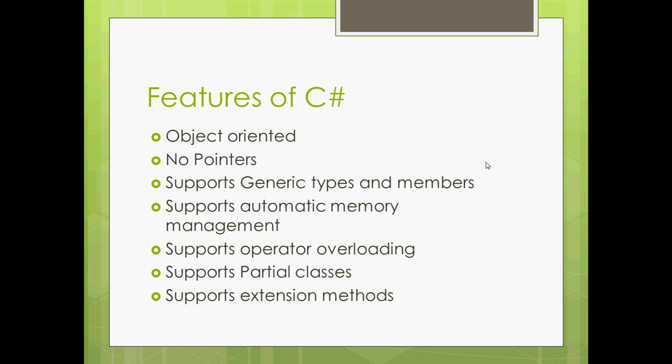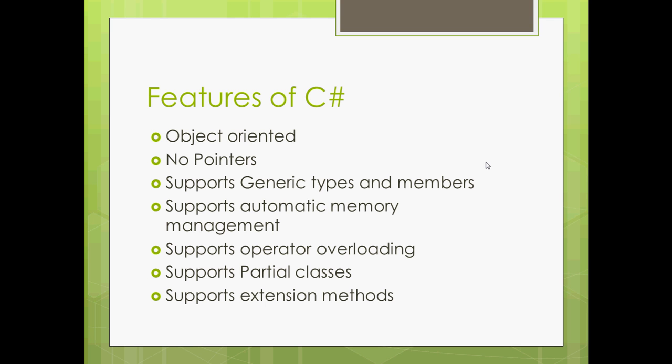First and foremost, obviously, it is object oriented, and next is pointers. There are no pointers in C#. Basically C# generally eliminates the need for direct pointer manipulations. You can do pointer manipulations, but you have to declare that particular piece of code as unsafe code. For now that stuff is not required, so just remember that there is no need for pointer manipulation in C#. And next is it supports generic types and members.